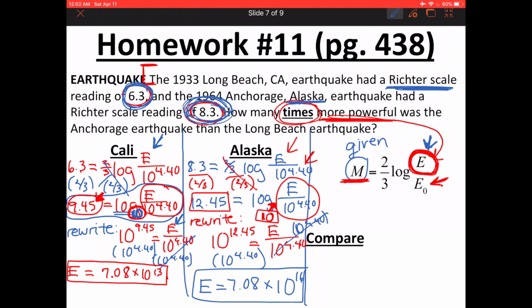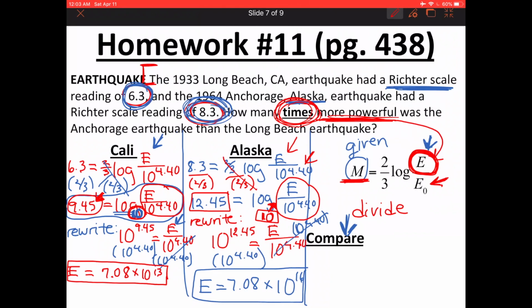And again, it is bigger than the energy released for the California earthquake because our exponent is larger in the scientific notation. So now in order to compare these, the very last step, the final question asks us how many times more powerful was the Alaska earthquake? So since we are asking for times, like 2 times bigger, 4 times bigger, 10 times bigger, in order to find out that multiplication, we need to do the opposite, which is division. So in order to compare these, we are going to divide.